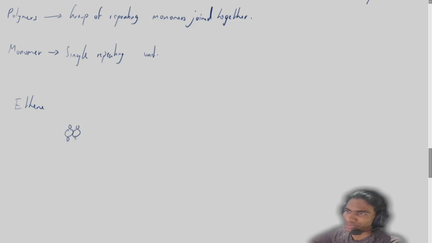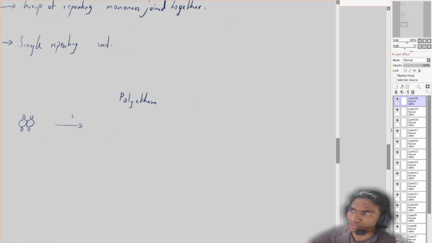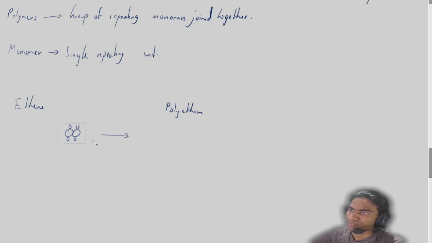Okay, it's a bit more nuanced than this, but this is just a bit of a simplification, okay? So ethene looks like this, and polyethene, if you join many of these together under the right conditions, it will look more like this. So I'm just going to copy this, paste this here, paste this here, paste this here, and so on.